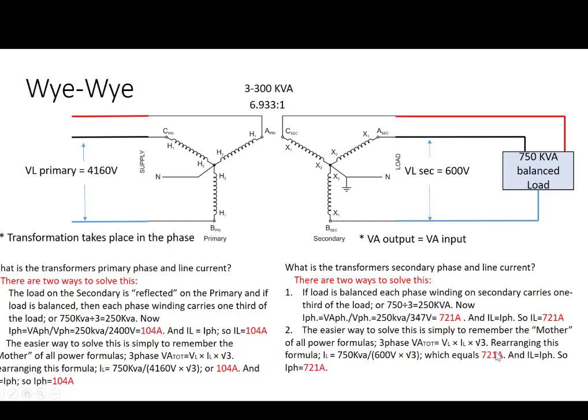The easier way to solve this, again, is just to remember that the main power formula we use is the VA formula. Three-phase VA total is V line times I line times √3. To find the line current, we simply rearrange this formula, and line current would equal the total VA divided by line voltage times √3. So 750 kVA divided by 600 volts times √3 gives us 721 amps, which is the line current for the secondary. And phase current equals line current, so the phase current is also 721 amps.